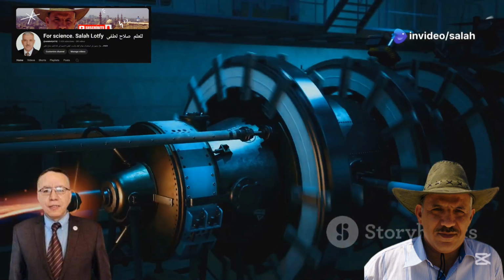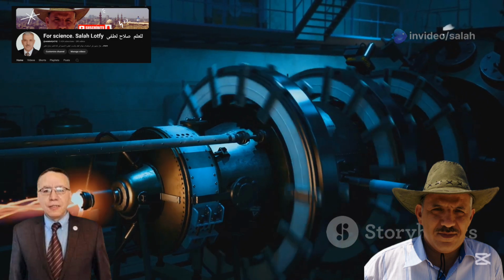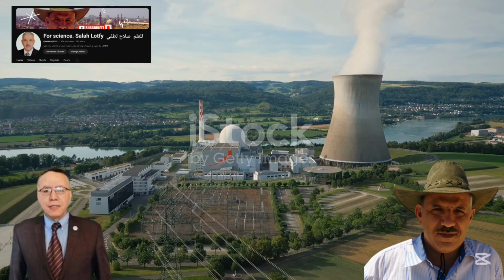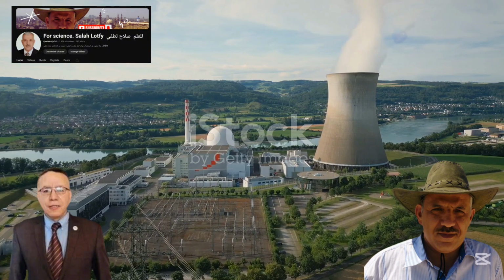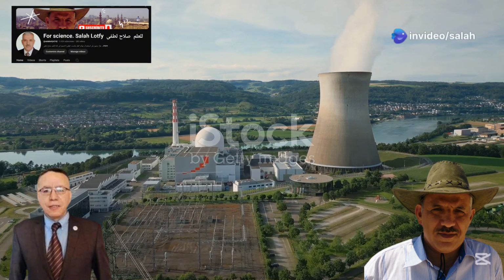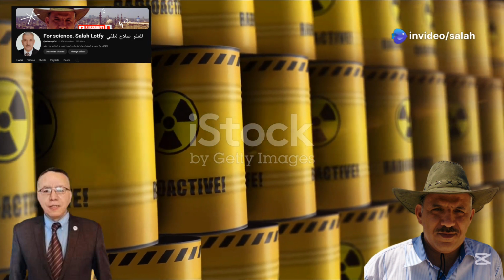We have ventured into the heart of the atom, unlocking a source of power unimaginable just a century ago. Nuclear energy holds immense potential, but it comes with a responsibility as vast as the cosmos itself: managing nuclear waste. This isn't just garbage, it's a legacy we leave for generations to come.